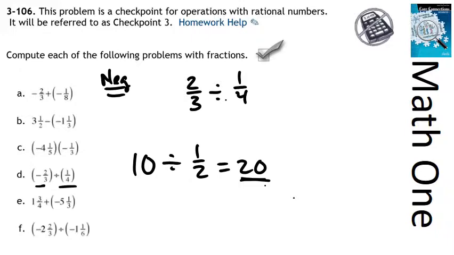So in general, what I like to do is think about this. If I'm dividing by a fraction, I just turn it into a multiplication problem. So 10 divided by 1/2 is the same thing as 10 times 2.